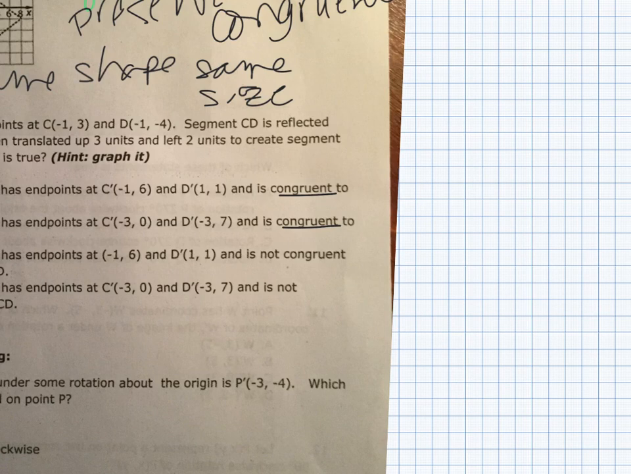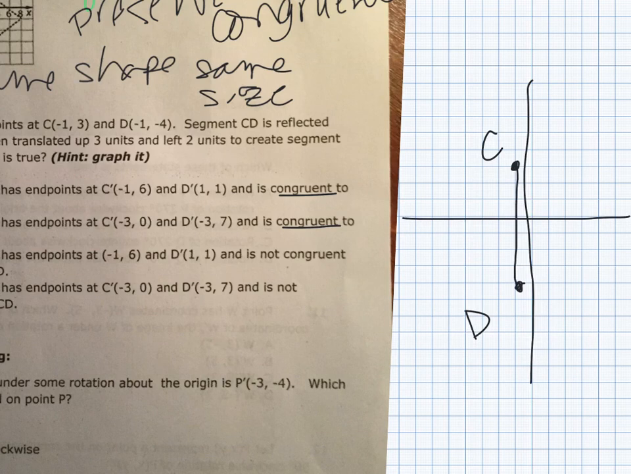And let me draw a grid. How about here? Let's see if this is going to be big enough. C is at -1, 3. So -1, 1, 2, 3. That's point C. And D is at -1, -4. 1, 2, 3, 4. So this is D, and it's a line segment, so I'm just going to connect those.